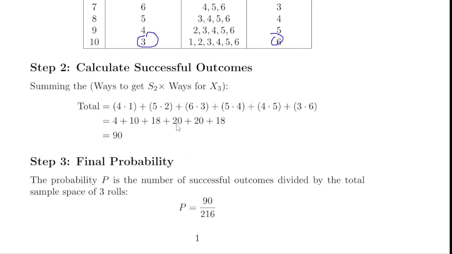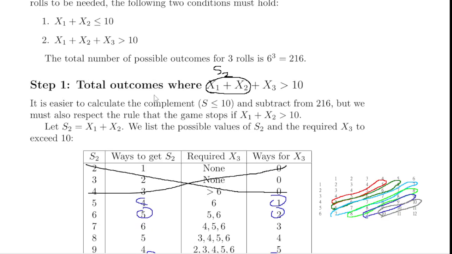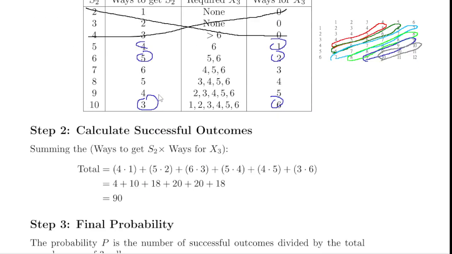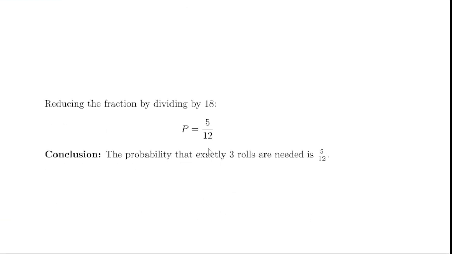So what we found is there's 90 total ways where the sum of the first 2 is less than or equal to 10, and the 3rd makes it greater than 10. So we just divide by the total number of outcomes, so just 216. And so 90 over 216 simplifies to 5 over 12. And that's going to be our final answer.